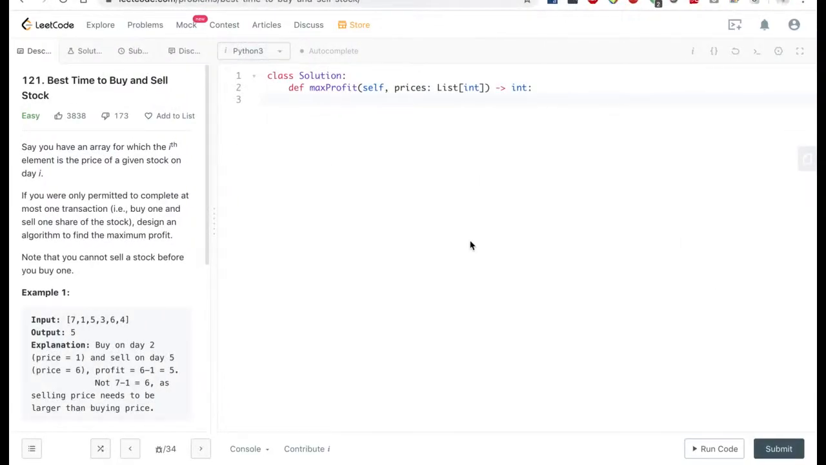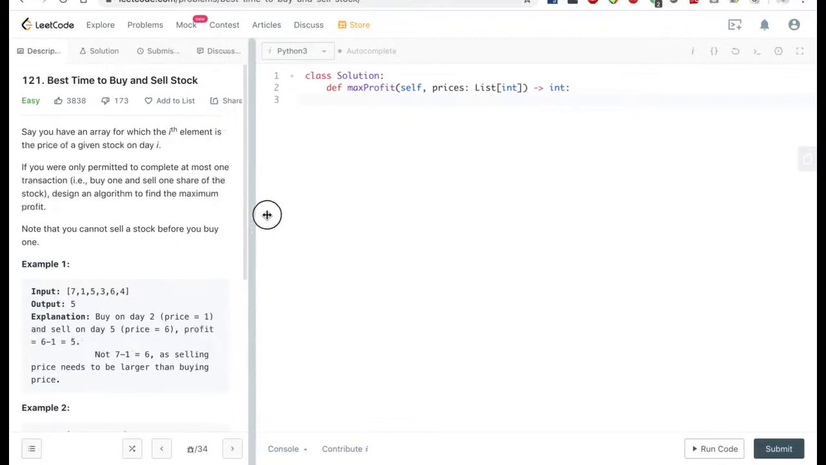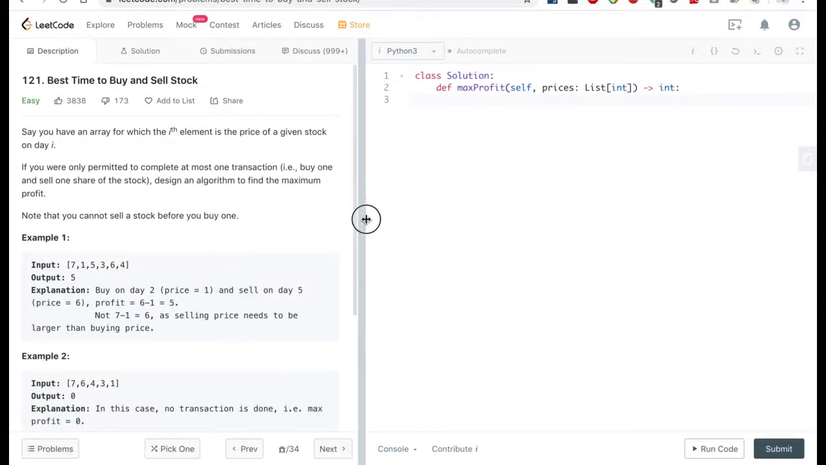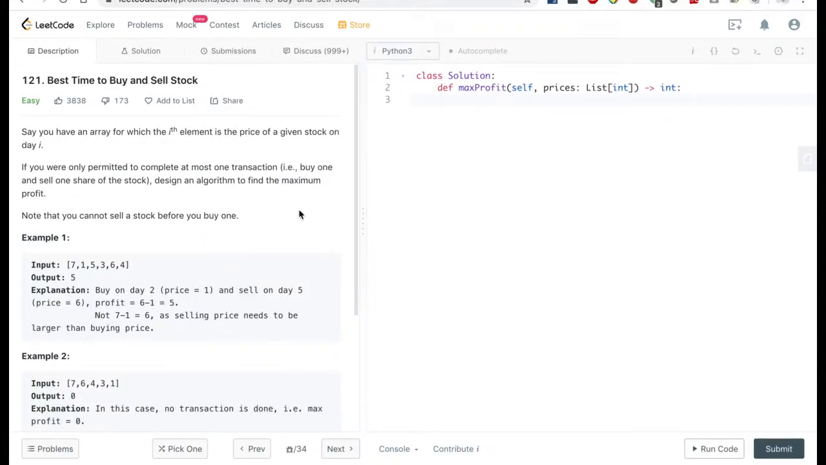Alright guys, today let's look at this very important problem, Leetcode 121, best time to buy and sell stock. So the problem is like this. Say you have an array for which the ith element is the price of a given stock on day i. If you were only permitted to complete at most one transaction, and you buy one and sell one share of stock, design an algorithm to find the maximum profit.